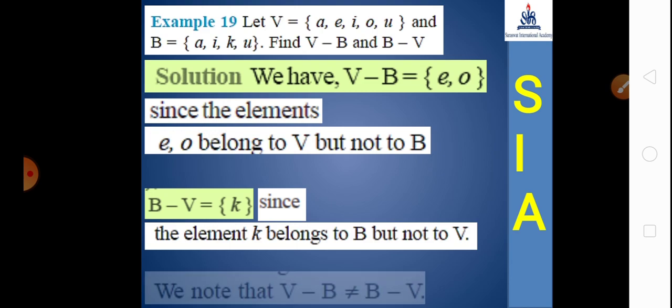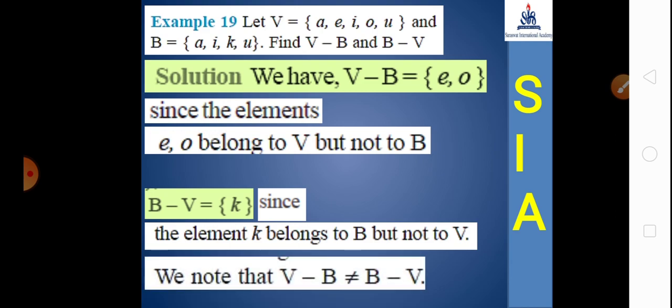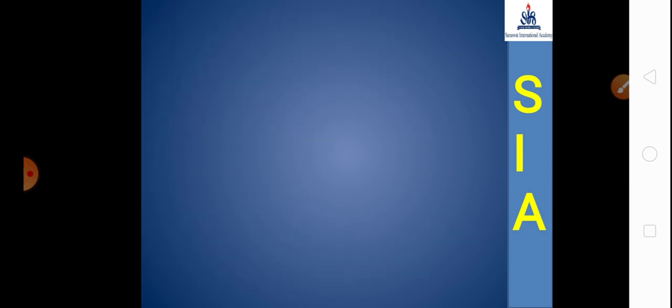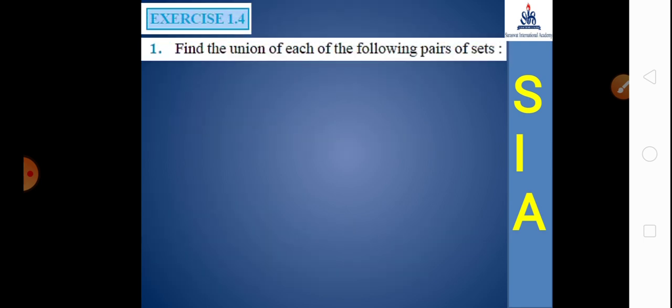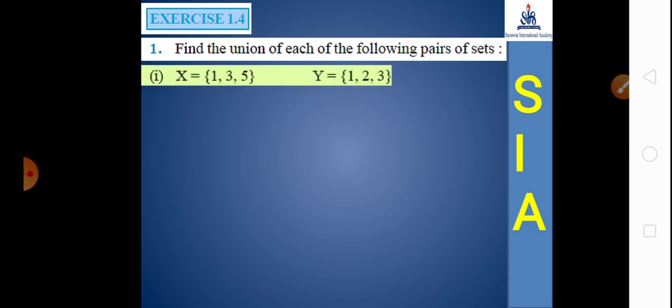Next. So as we noted last time, V minus B is not equal to B minus V. Always, students, between these two sets, they are never equal unless the sets are equal. Continue. Exercise 1.4. Find out the union set.